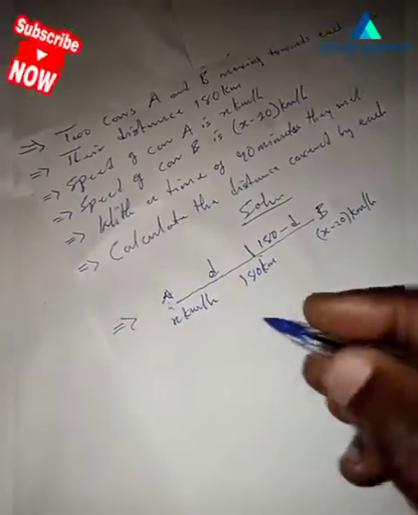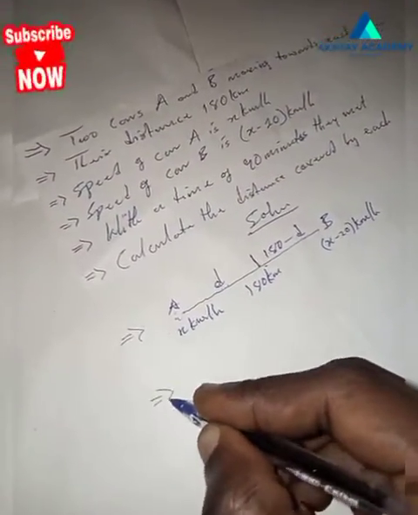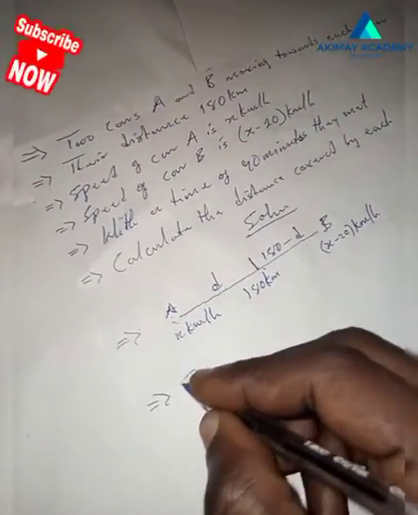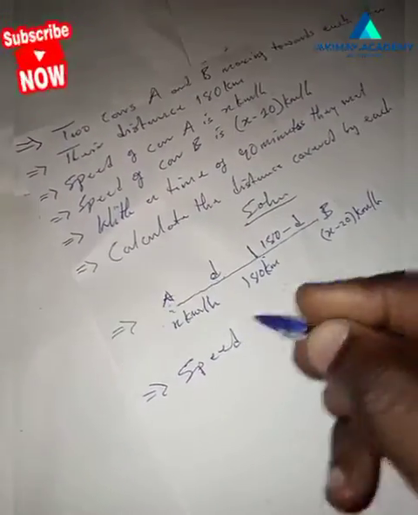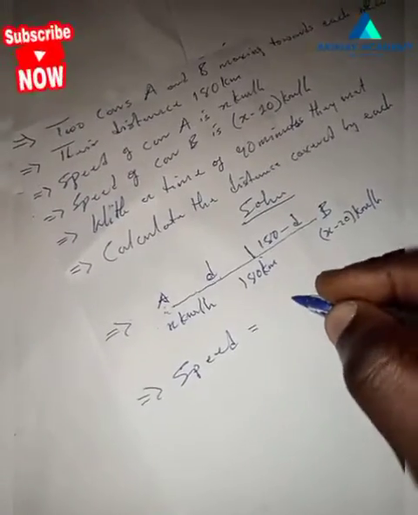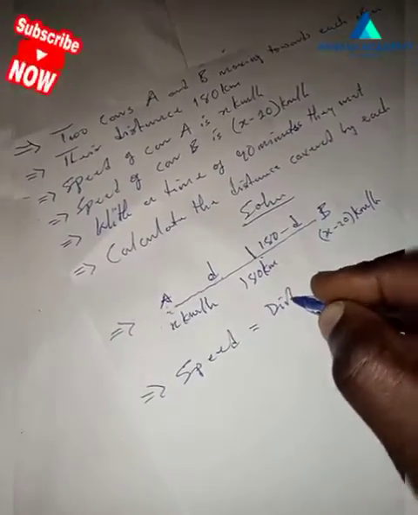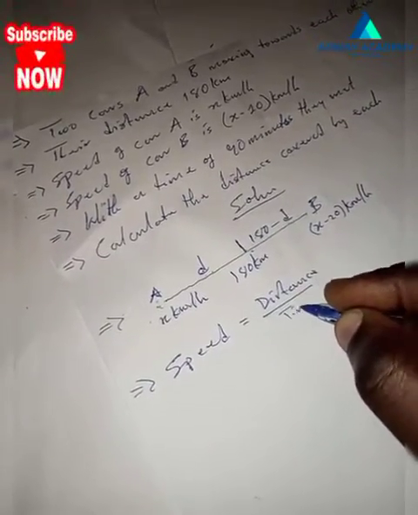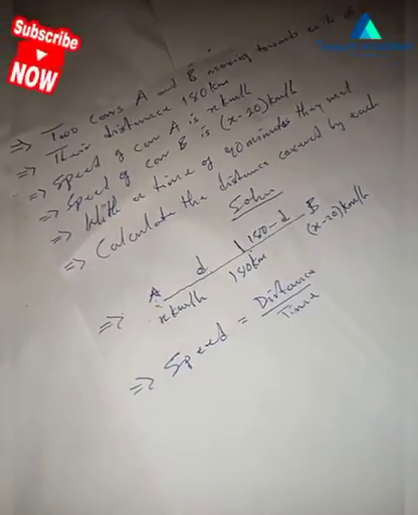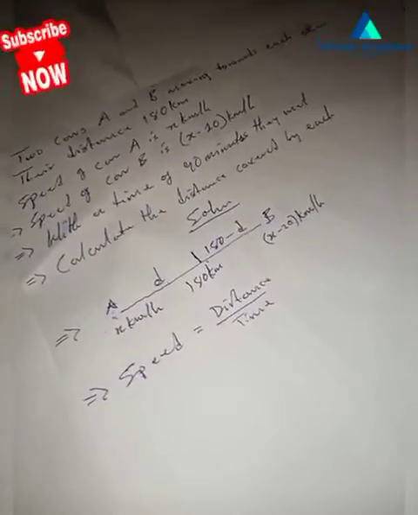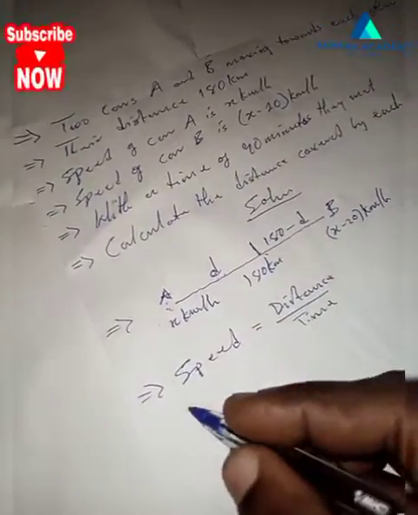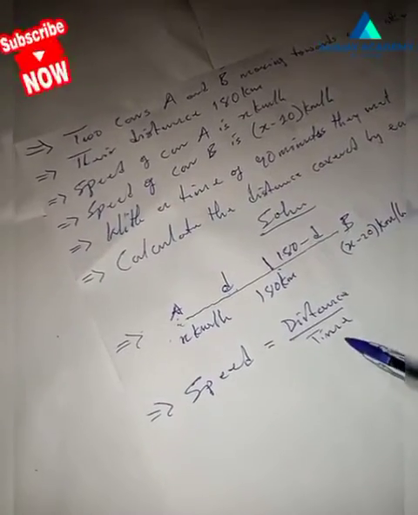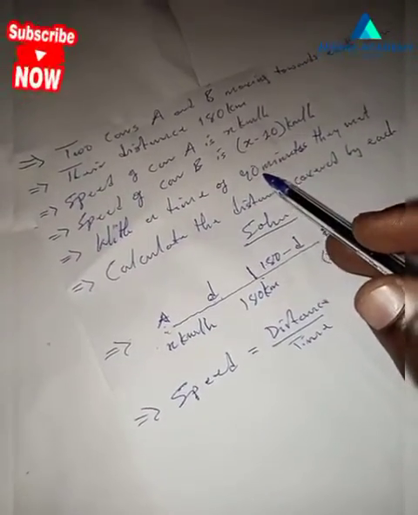From here, I think things will be a little bit easier for us. So we can move ahead. Now we know that speed equals distance over time. From here, we can say that now our time over here, we know that the time was what?